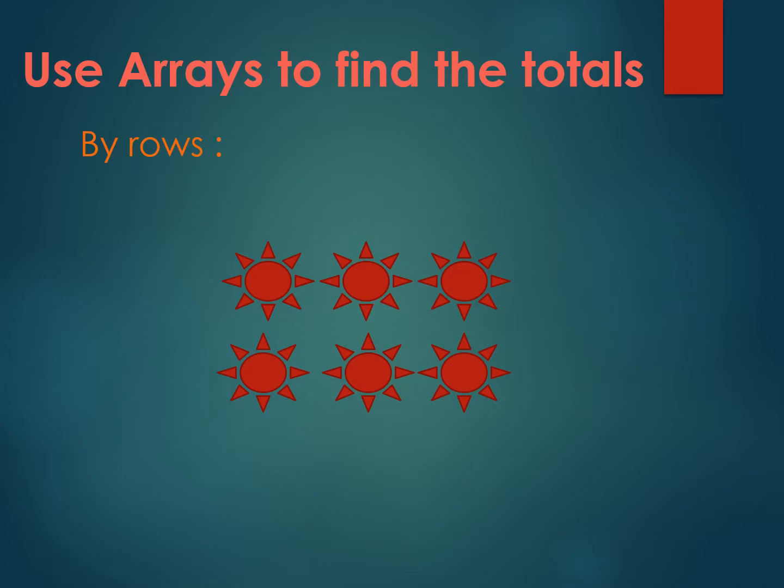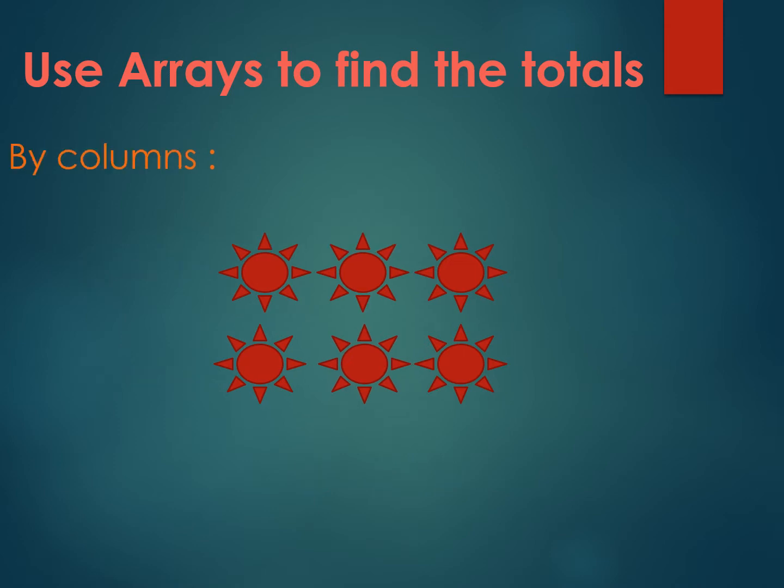Like we said, this is row number 1 and this is row number 2. How many items in row number 1? 3. And how many items in row number 2? Also 3. So 3 plus 3 equal 6. This is the first way.